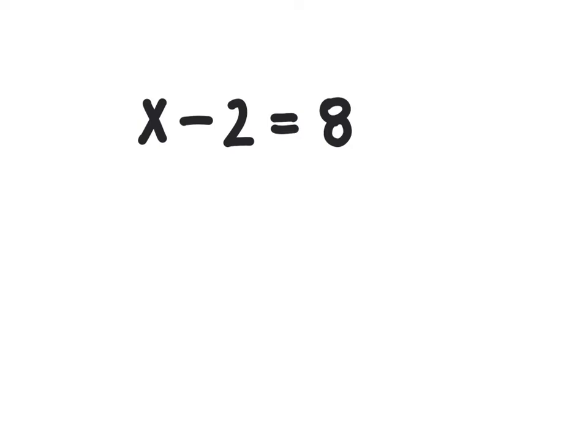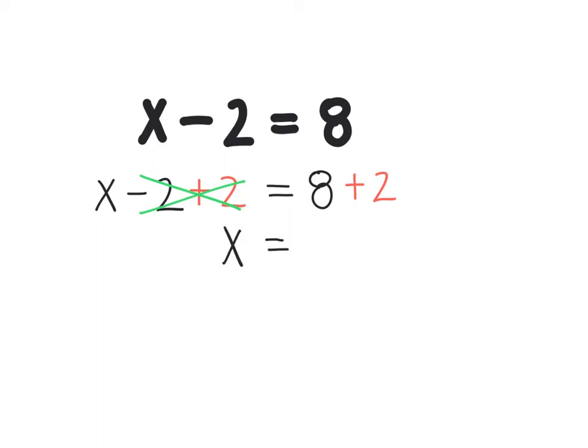In this equation, x has 2 being subtracted from it, so we will need to add 2. We'll add 2 to both sides. So x minus 2 plus 2 will be equal to 8 plus 2. On the left-hand side, some zero pairs are created. So x minus 2 plus 2 will just be x. On the right-hand side, 8 plus 2 will give us 10. So the answer to this equation will be x is equal to 10.